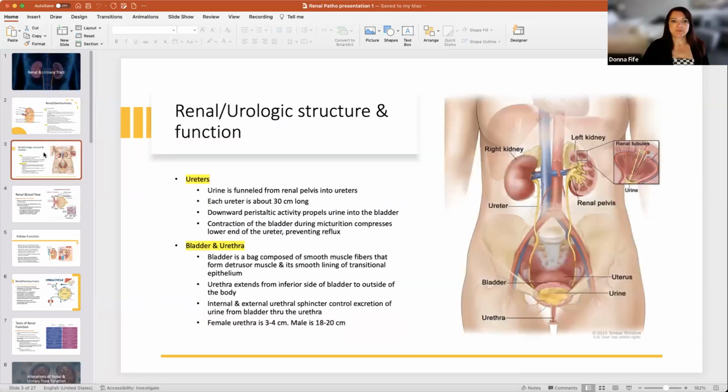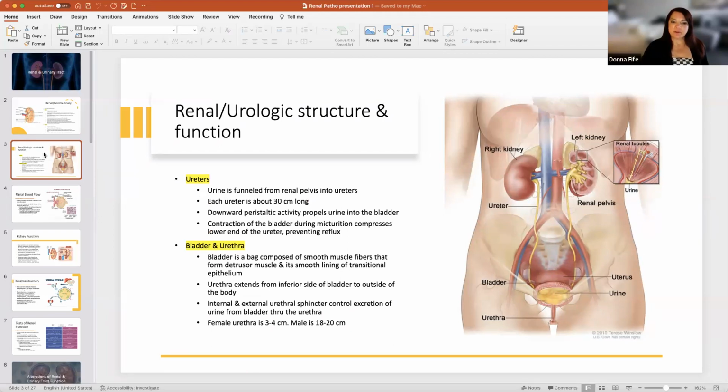Structure and function, more there. There's the ureters. The urine is funneled from the renal pelvis into the ureters. Each ureter is about 30 centimeters long. There's downward peristaltic activity that propels urine into the bladder, and contraction of the bladder during micturition compresses the lower end of the ureter and prevents reflux.